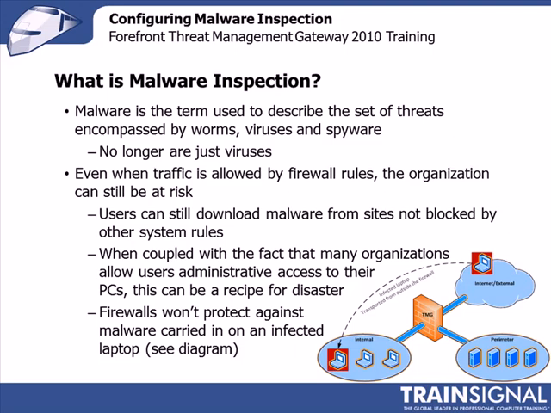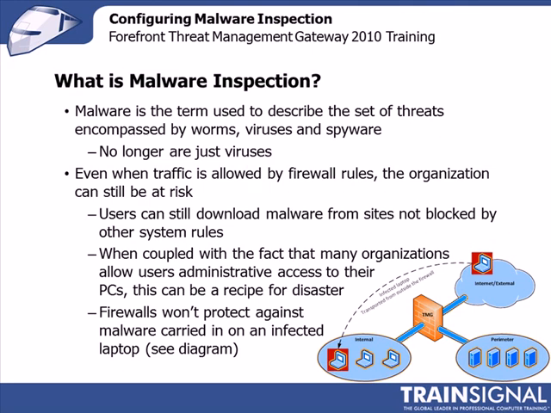It's important to understand that even when traffic is allowed by firewall rules, the organization can still be at risk. So just because you've said bless the particular kind of traffic in the firewall, users can still download malware from sites that you allow. For example, suppose that Microsoft had a Trojan-laden copy of Windows sitting on their website. Malware could be inside that file, and Forefront Threat Management Gateway will allow you to download it because you're allowed to go to the Microsoft website.